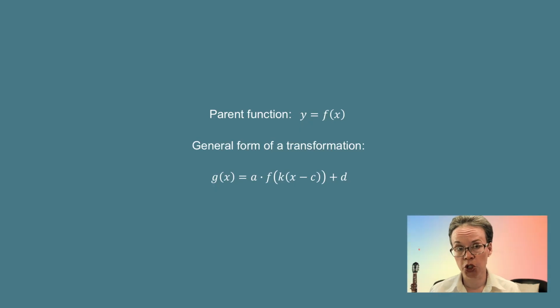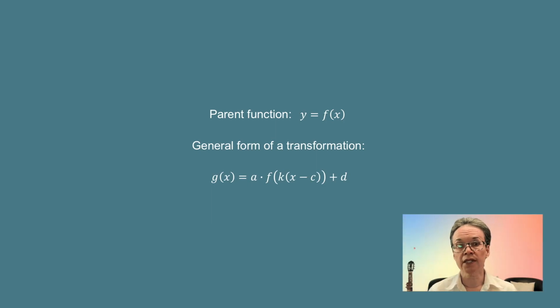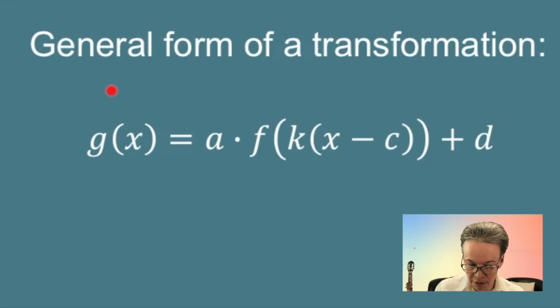Let us begin with a short review of notation when talking about transformations. As always, we assume that y equals f of x is the parent function. That is, the function that we are starting with originally, the one that will be transformed into something else. You may remember from your early studies of transformations that the general form of a transformed function is as follows, just as you see over here.